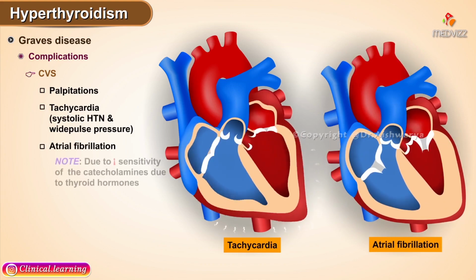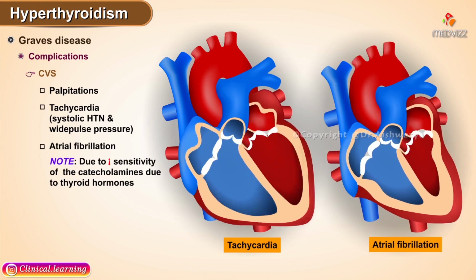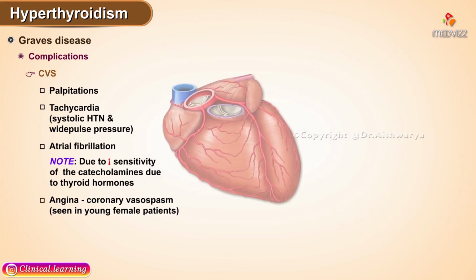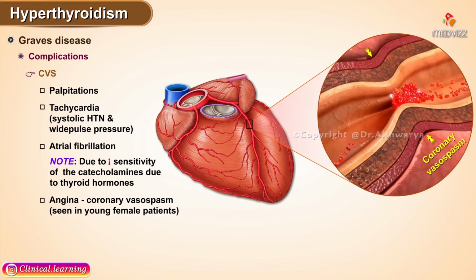All of these features are due to increased sensitivity to the catecholamines due to thyroid hormones. Angina may also occur due to coronary vasospasm, especially in young female patients. Thyrotoxicosis may also cause new onset heart failure or decompensation of a pre-existing heart failure.